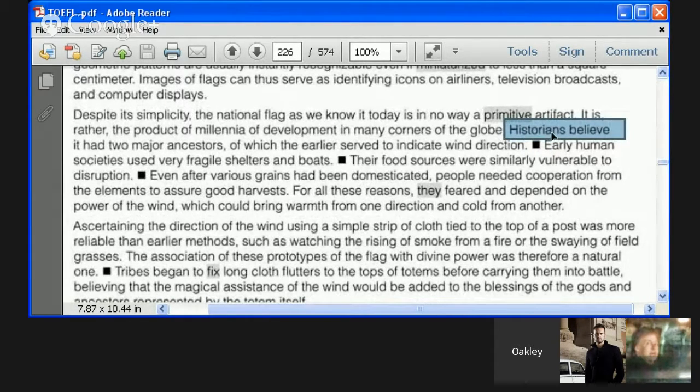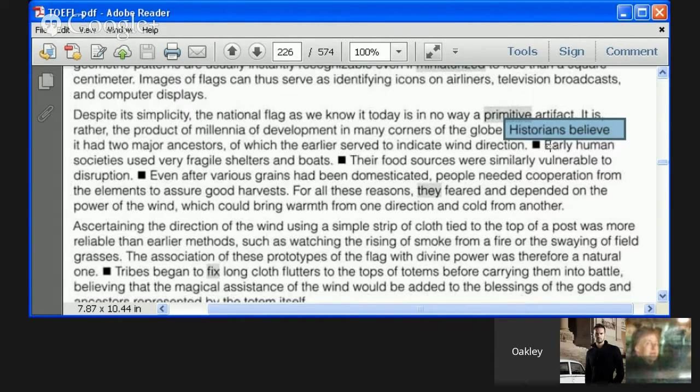Okay, Giovanni, can you read this part? Okay, historians believe it had two major ancestors, of which the earlier served to indicate wind direction. Okay. Therefore, wind could do damage? No. That doesn't make sense. No. That's crazy. All right, Ken, try the next one.